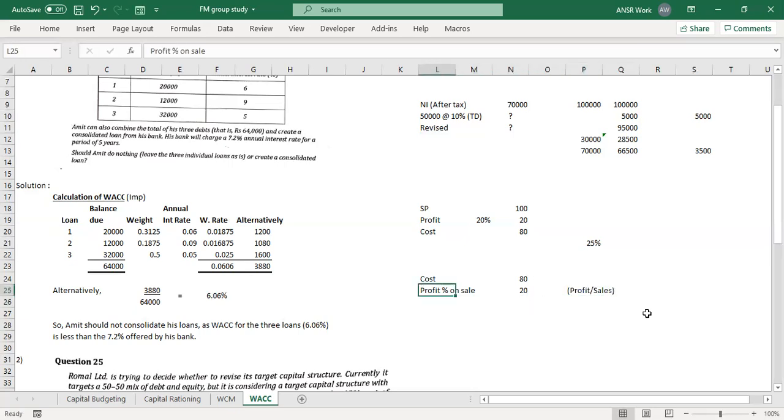Because it is profit percentage on sales, I cannot multiply this with cost. Do you agree with that, or are you having any doubts there? Correct, I got it. I understood that I cannot multiply with cost because this is calculated on sales. Now, how will I calculate then? Now that you have got it, tell me a logic in which I can calculate that.